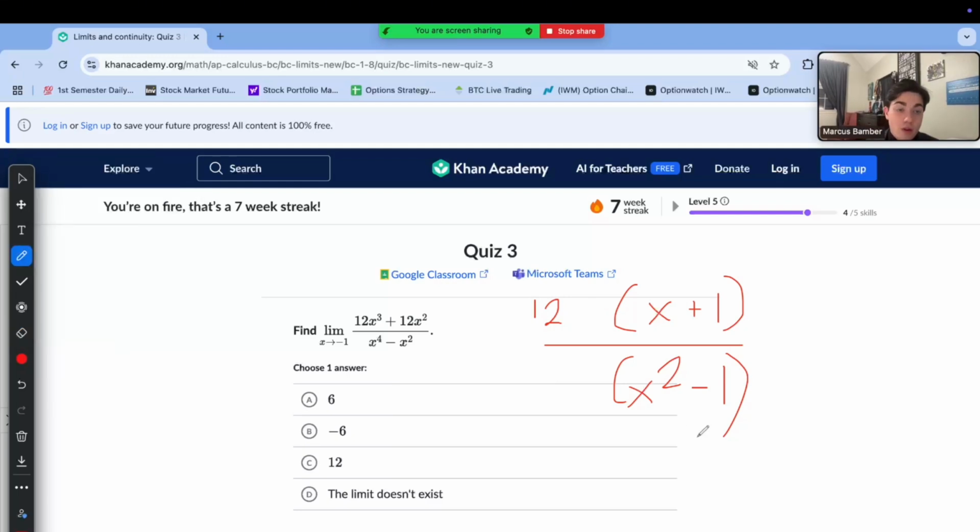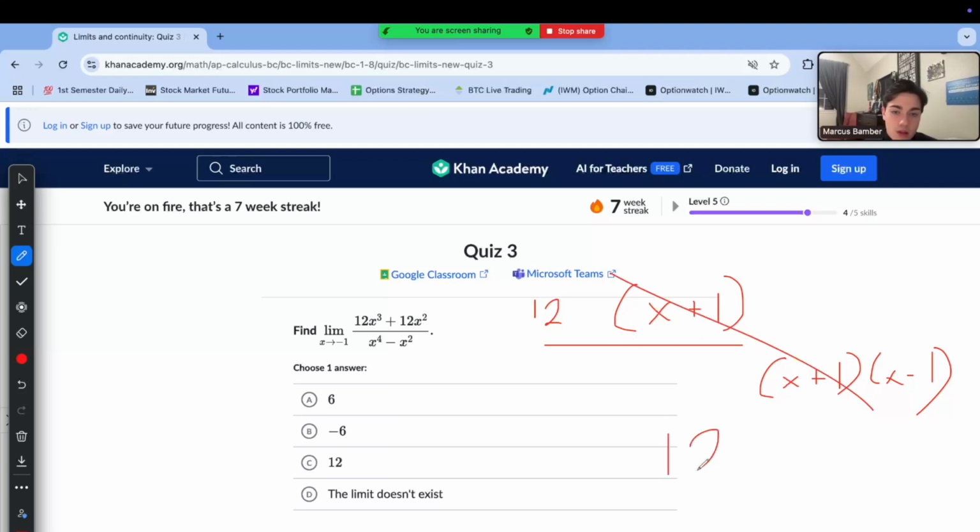Notice we also have a difference of squares, just like our last question. X squared minus 1, we can separate into the two factors, x plus 1 and x minus 1. If you're confused how this works, you could FOIL or expand these two parentheses back out, and you would get our x squared minus 1. But now we have 12 times parentheses x plus 1, over x plus 1 times x minus 1. In our denominator, we can cancel out our x plus 1 factor. Now we are left with simply 12 over x minus 1.